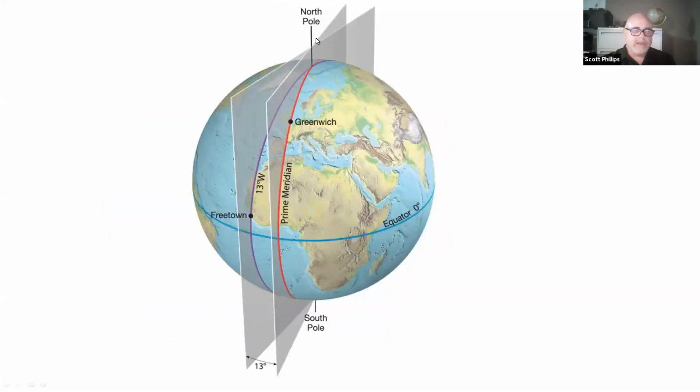So here's a way of illustrating it. This is showing the angle for longitude. This is the prime meridian. And here's Freetown. The angle between them is 13 degrees. It's 13 degrees west of the prime meridian.